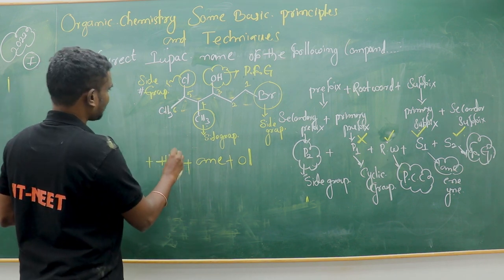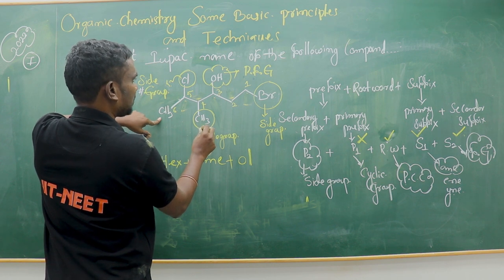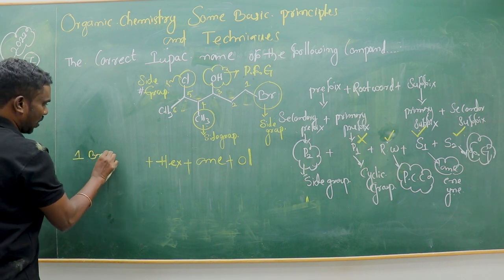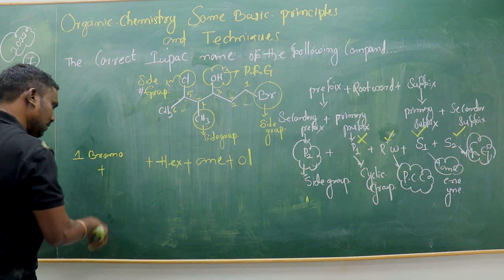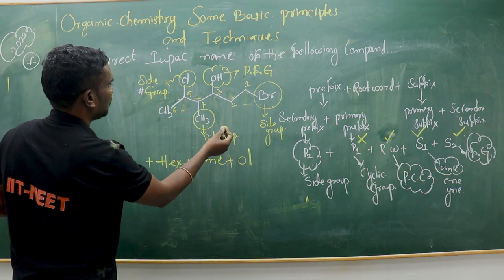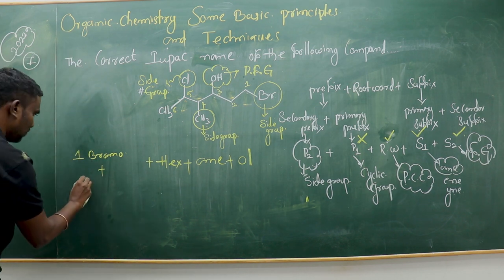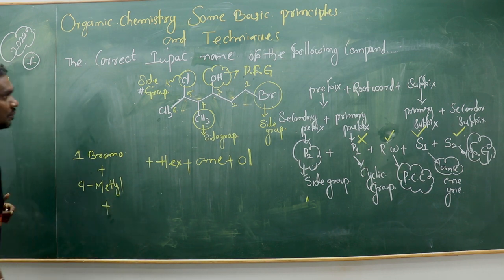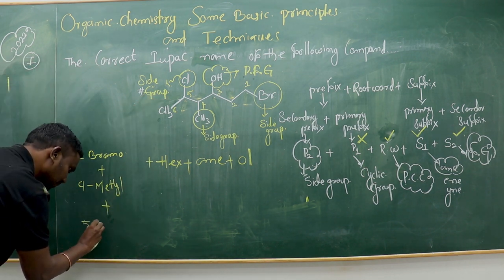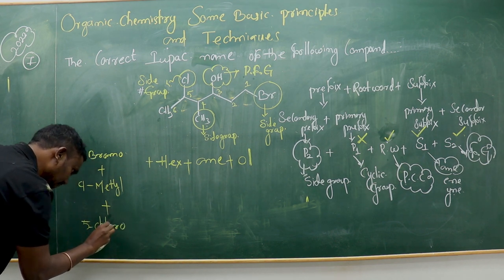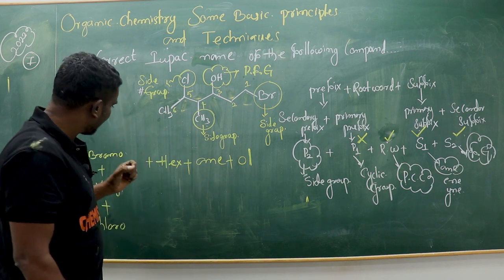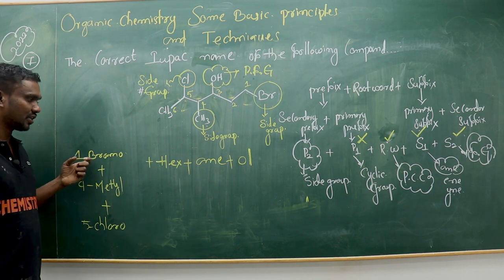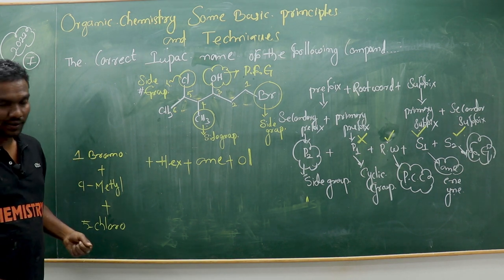Chalo next see sir. See here how many side groups are there? See sir, I will write here one bromo, plus four methyl, plus five chloro sir. Almost 99% finished sir. Now beta kaise arrange karna? इसको अल्फाबेटिकली अरेंज करना बेटा जी, अल्फाबेटिकली अरेंज करना.